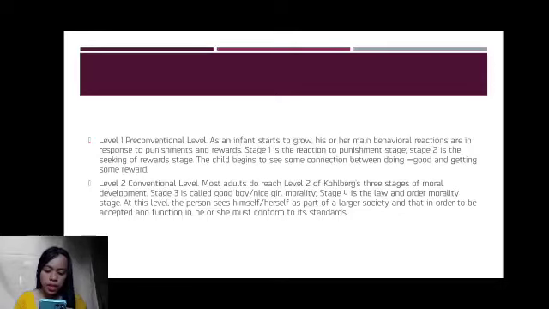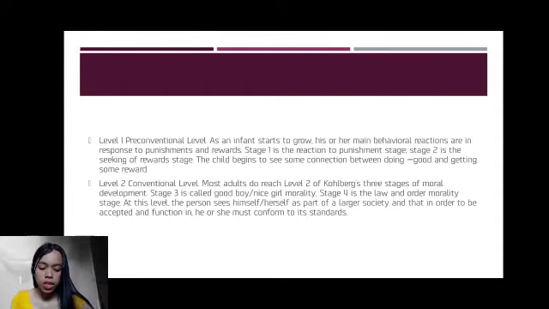Stage 4 is the law and order morality stage. It is concerned with legalistic orientation and is characterized by obedience to the law, responding to the obligations of duty and respect of those in authority. This stage emphasizes the upholding of the law, order, doing one's duty, and obeying social norms.